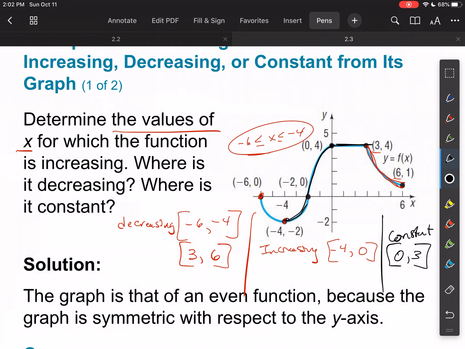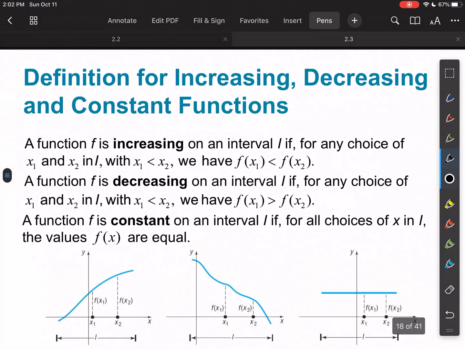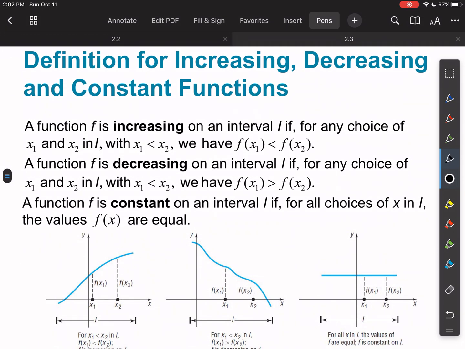Where is the graph going down? Where is it going up? Where is it staying the same? Oh, and then they have some actual definitions for these. I wouldn't worry about these definitions. You guys know them, I think. From left to right, is it going up or down, right? Or is it just staying the same? So increasing is going up from left to right. Decreasing is going down from left to right. As you read the graph from left to right, constant just remains the same from left to right.